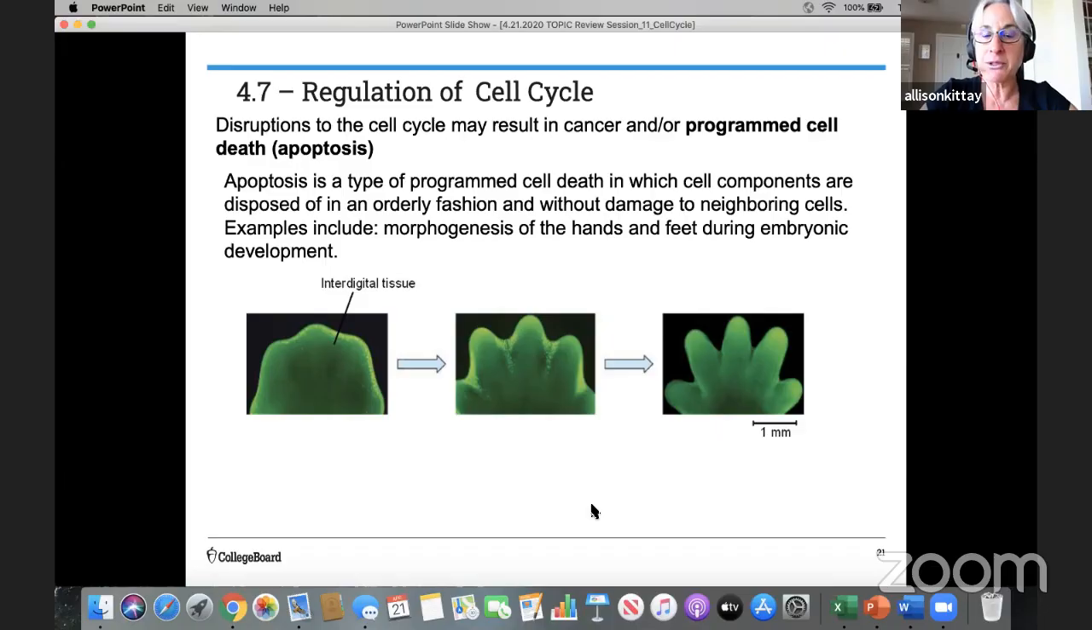And so apoptosis is a type of programmed cell death in which the cell components are disposed of in an orderly fashion without damage to neighboring cells. So when your digits are forming, your fingers and toes, you can see that they form with a whole wedge of tissue. And then apoptosis happens specifically in the interdigit tissue so that you get nice fine digits. If anybody has webbed fingers or webbed toes, you know that that apoptotic pathway kind of stops short.